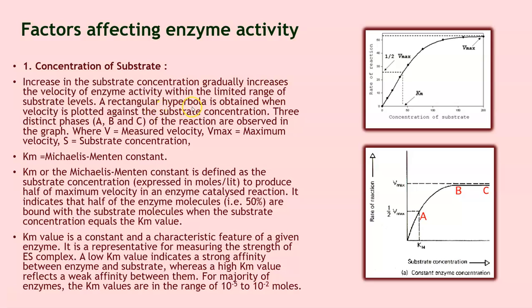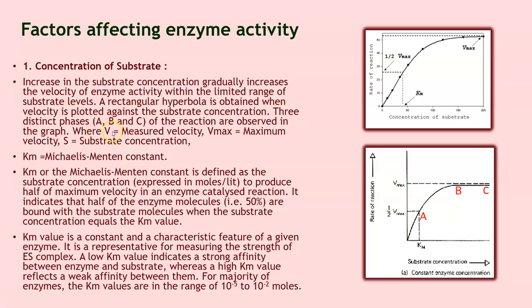A rectangular hyperbola is obtained when the velocity is plotted against substrate concentration. Have a look at this graph. This is the increase in the substrate concentration and this is the increase in the rate of the enzyme activity. You will see that as the substrate increases, there is a gradual increase in your enzyme activity also, but it is in a limited range. Beyond a point, there is no increase in the enzyme activity seen.